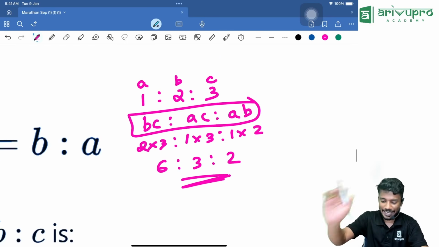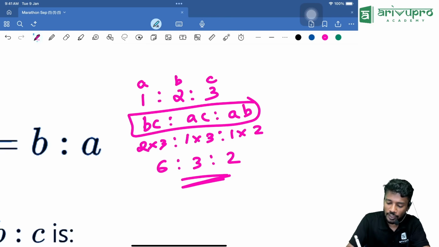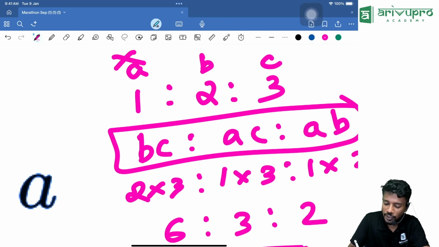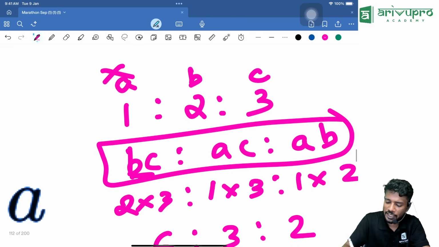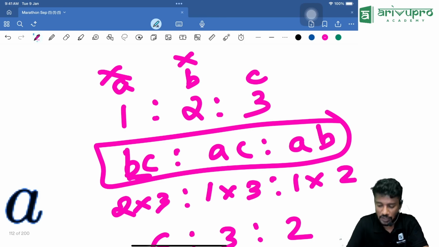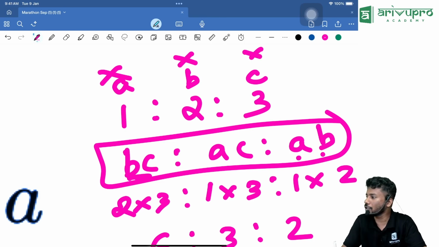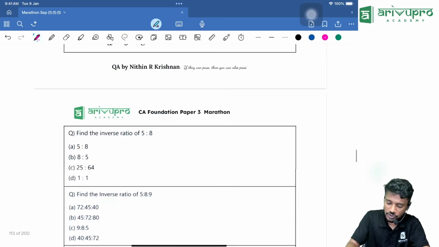BC is to AC is to AB. So once we are writing the inverse, we will first ignore A. That means we are only writing the product of the other two values, 2 into 3. Then once we are writing the B value, we are ignoring B, and we are writing A into C. Similarly over here, A into B. Now coming to this side.